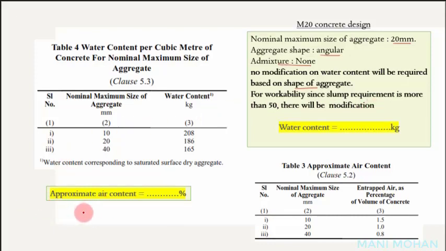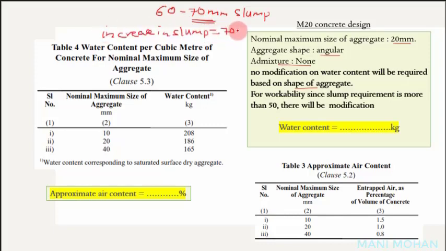Please see, we had defined the workability for M20 grade concrete as 60 to 70 mm slump. So here you see 70 mm slump is more than 50 mm. So I want to know what is the increase in this slump. So the increase in slump is how much? 70 minus 50, that is 20 mm.